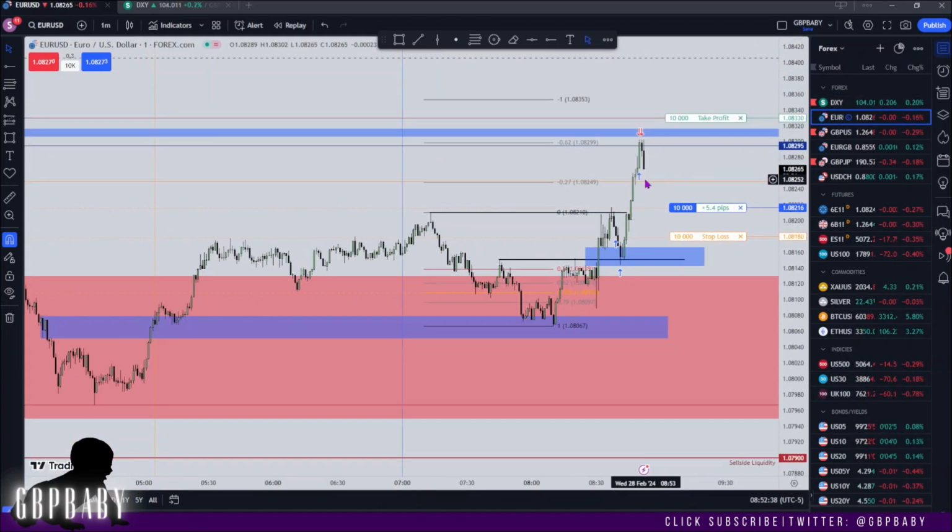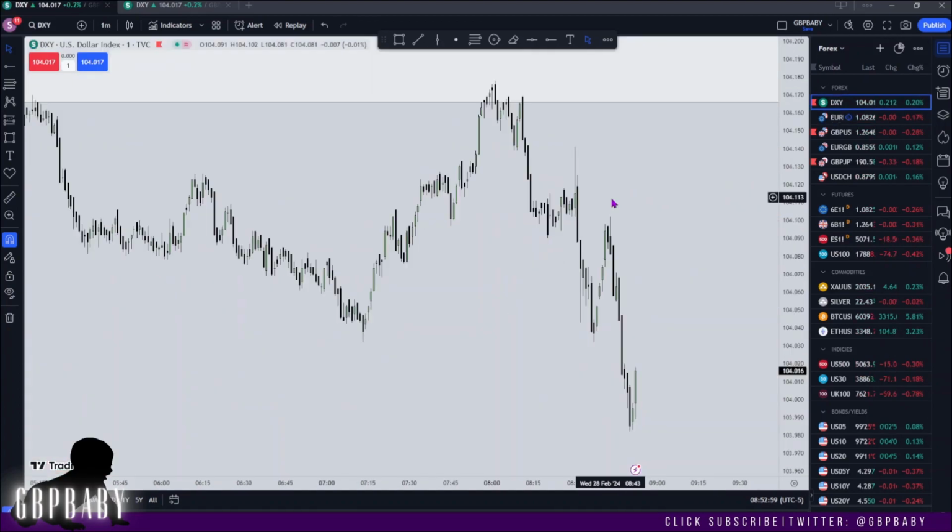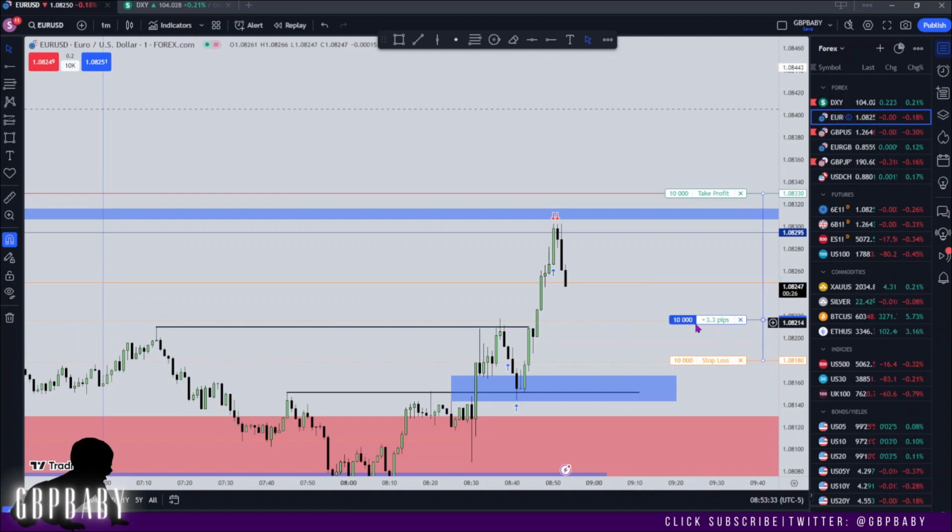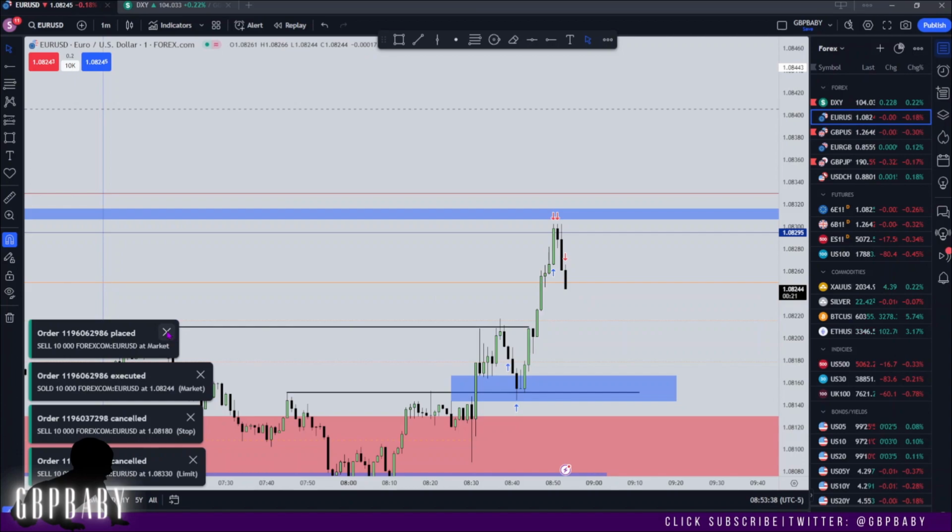Now I'll allow for price to find support at this level. Any lower than that, and I'm closing my full position. Right, so I'm going to close out on my position now, and that's everything.